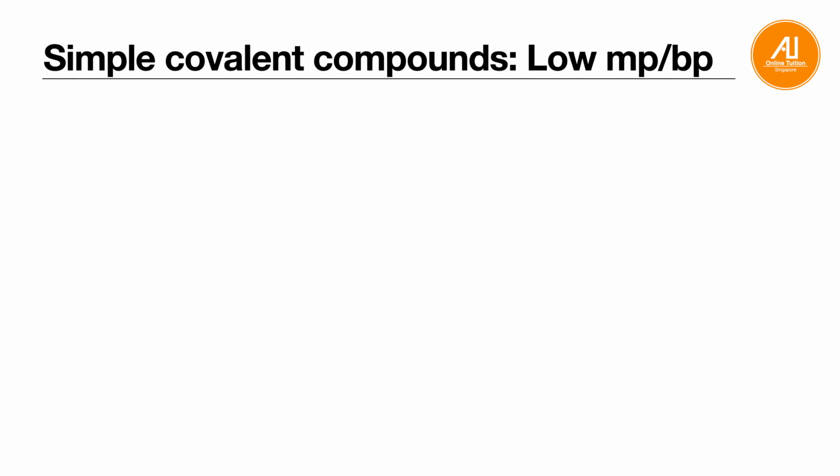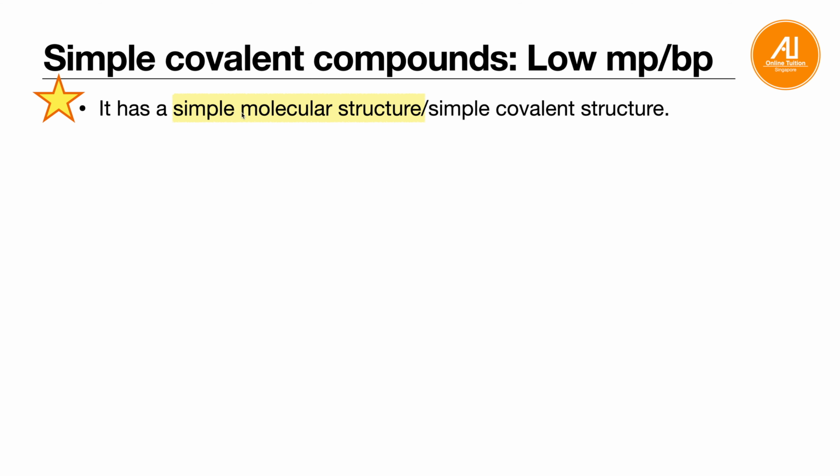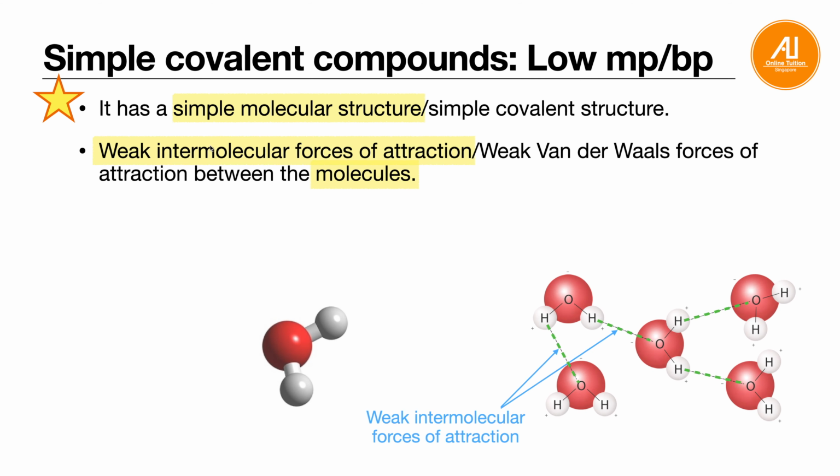Simple covalent compound: low melting and boiling point. Why? First point, structure. It has a simple molecular structure, or you can use simple covalent structure as well. Either one is fine. Then weak intermolecular force of attraction, or weak van der Waals force of attraction, between the molecules. So take note, the bondings are what? The bondings are weak van der Waals forces or weak intermolecular force of attraction.